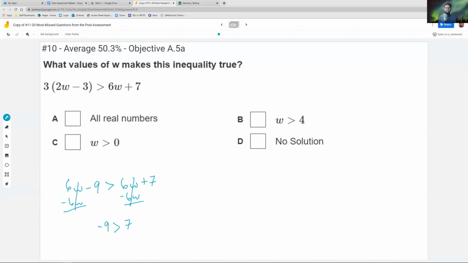Does that statement look right to you? Is negative 9 greater than 7? Nah, not even a little bit. And since it's not even close to being correct or making any sense as a math statement, we know it's going to be no solution. That one, you just might have to reach way back and do some solving. But I think you guys get that.